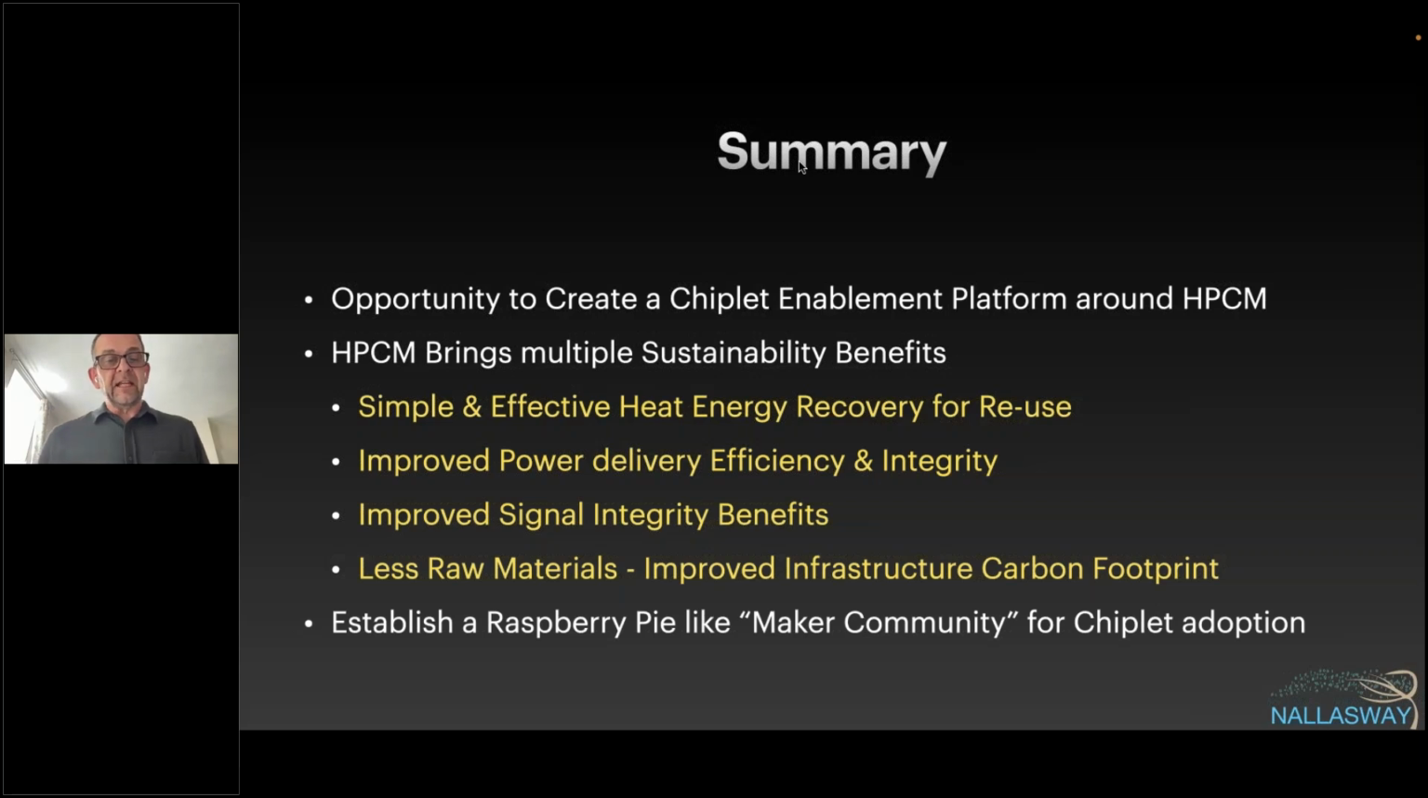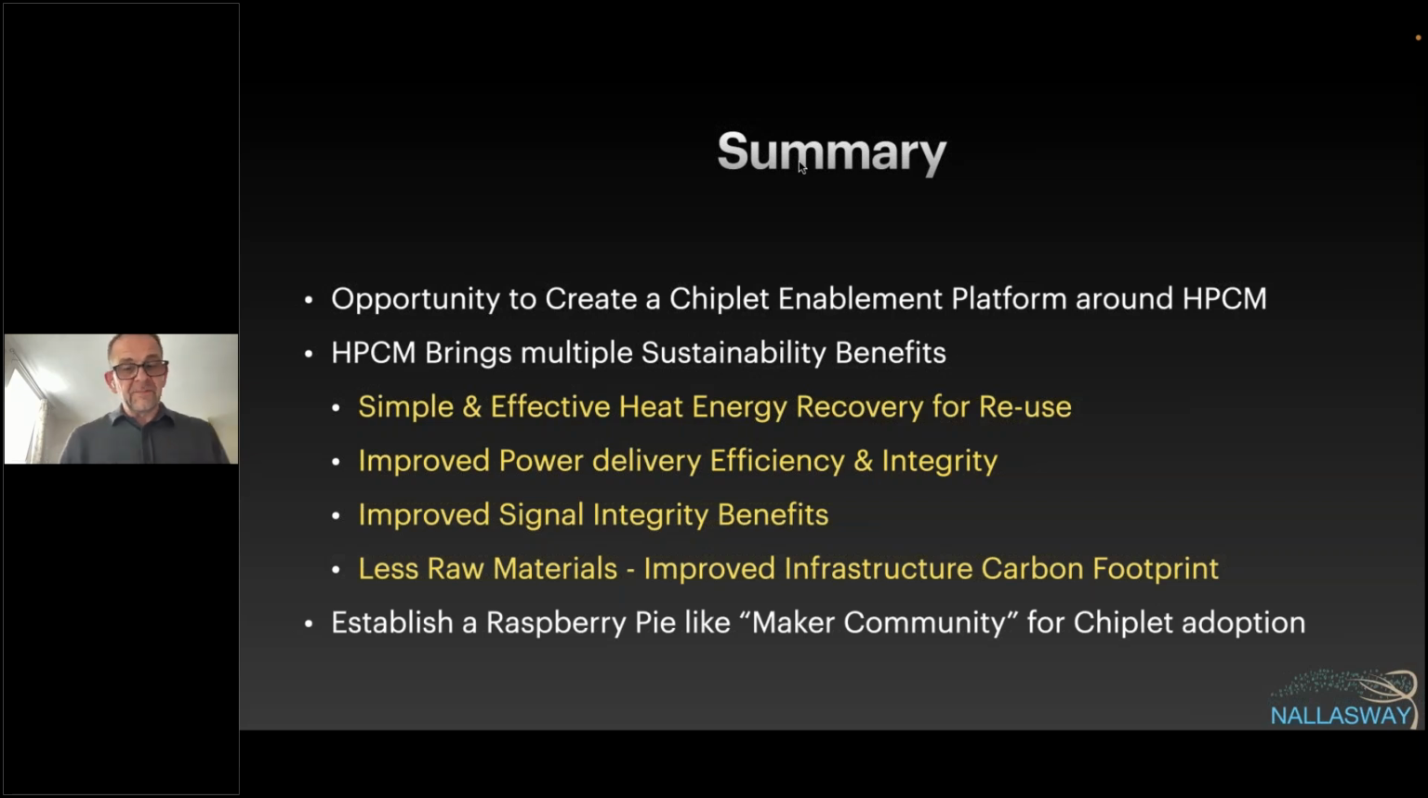It's simple and effective heat energy recovery and reuse. It improves the power delivery efficiency and the power integrity. It brings signal integrity benefits, which can be energy efficient, like we discussed earlier, where we could reduce the picojoules per bit needed to drive the shorter distances, or we could transmit over longer distances without retimers, etc. And we can use less raw materials, so we improve the infrastructure's carbon footprint.